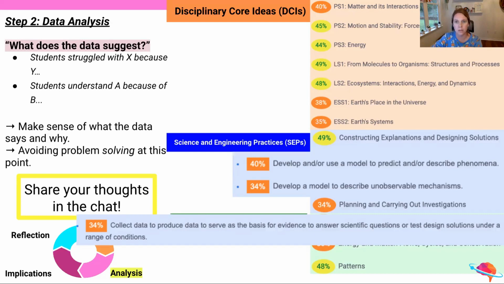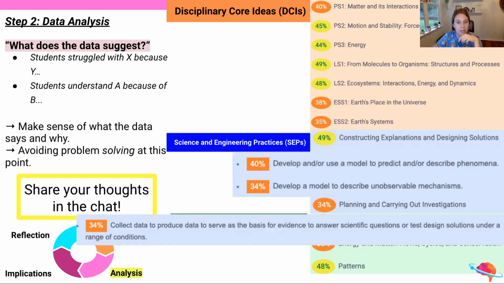I saw someone in the chat talk about the DCI relationships, that in general life science seems to be the highest DCI, which in terms of scale might be a more observable scale, but then physical science, more of a micro scale maybe, and then ESS, maybe more of a macro scale. Both of those are unobservable. So anyway, I thought that's an interesting connection.